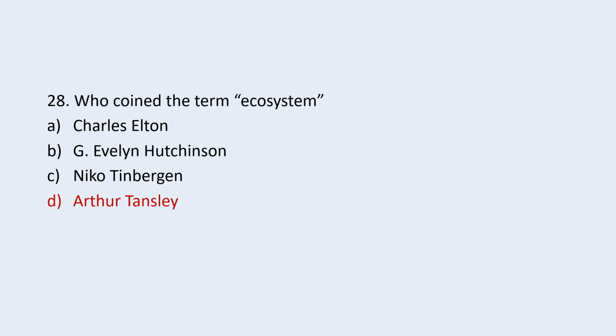28. Who coined the term ecosystem? Arthur Tansley coined the term ecosystem. Number 29. Who is known as father of modern ecology? G. Evelyn Hutchinson. Number 30. Who is credited as the father of animal ecology? Charles Elton is known as father of animal ecology.